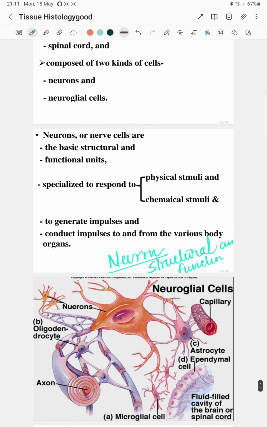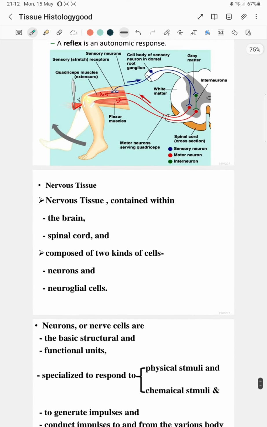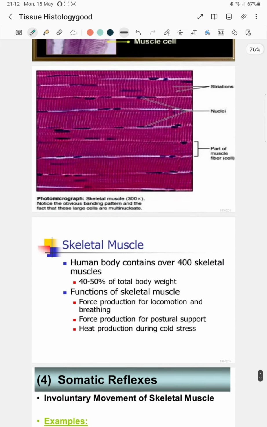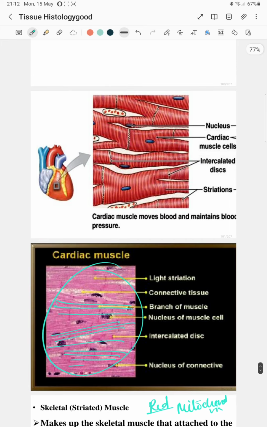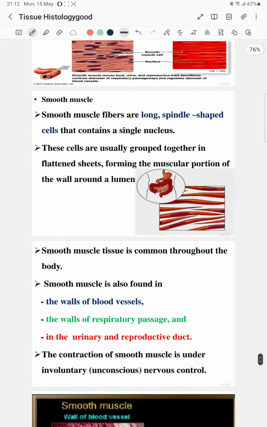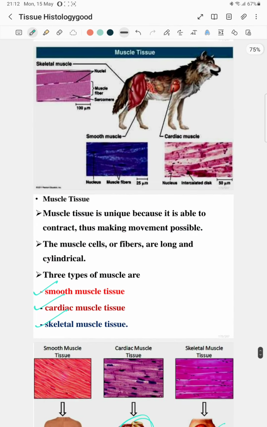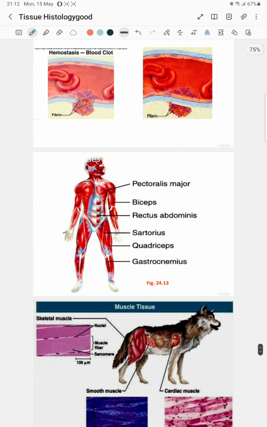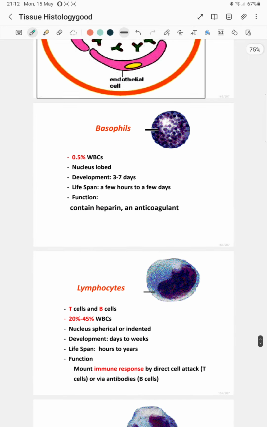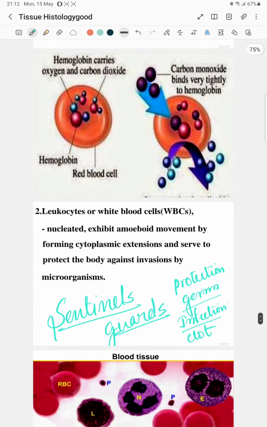For the muscle tissues, you have the skeletal muscle, the cardiac muscle and the smooth muscle, meaning the involuntary muscle. You have to study them. The epithelial tissues have been discussed. So I hope this will help. Always remember that connective tissues help us to connect one part of the body with the other part.